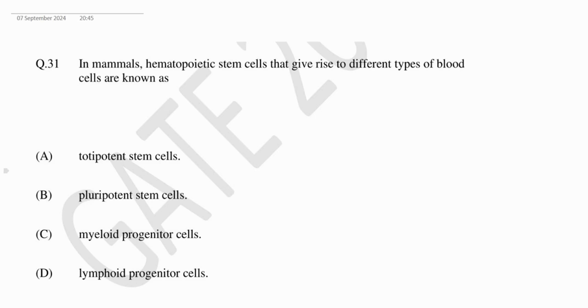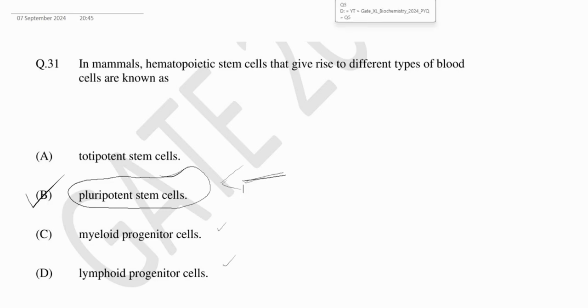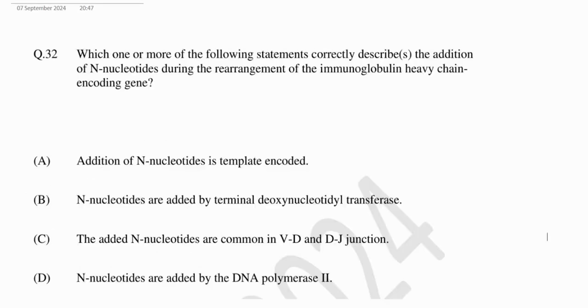In mammals, hematopoietic stem cells, that's basically HSCs, that give rise to different types of blood cells are known as, and the option is answer B, which is pluripotent stem cells. Why? Because hematopoietic stem cells give rise to both myeloid and lymphoid progenitor cells, and totipotent stem cells also give rise to extra-embryonic structures, which is not the case for hematopoietic stem cells. They are pluripotent stem cells because they give rise to cells of different lineages and they constantly keep building the blood system. So that's a pretty easy question to score. Moving on to the next question.